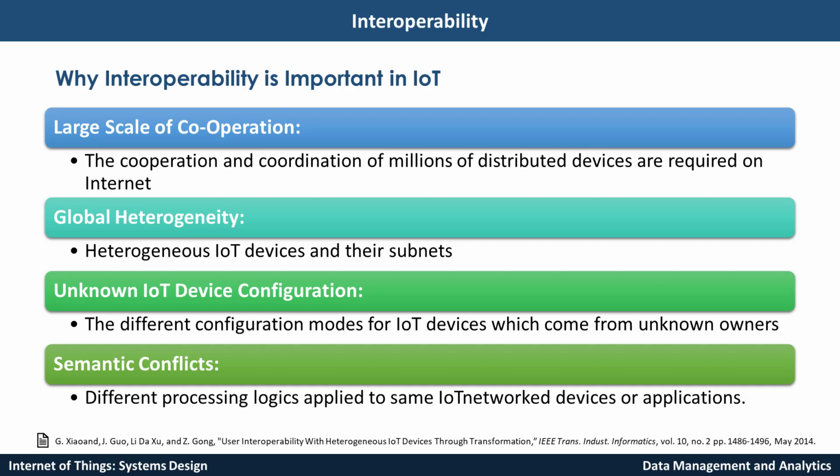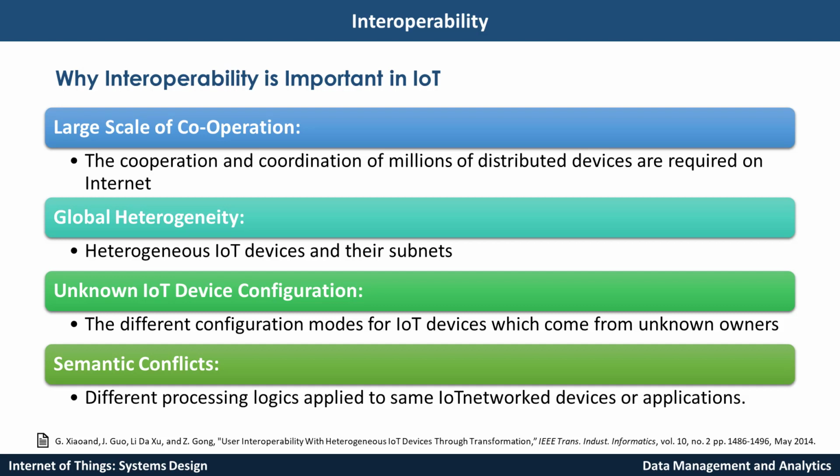The second one is global heterogeneity. All these different IoT devices are heterogeneous. So if everyone is using a common standard, it helps to communicate with other devices without any gateways.